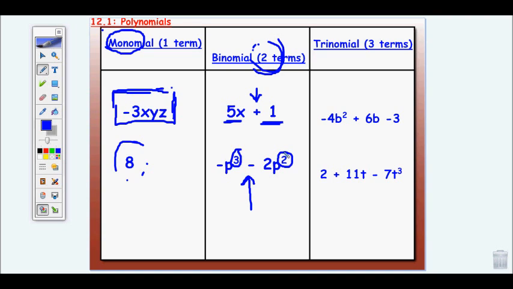Trinomial, like a tricycle, 3 terms. Again, this time you're going to see that the 3 terms are separated by 2 different operational symbols. Now, anything larger than 3 terms is just categorized as a polynomial.